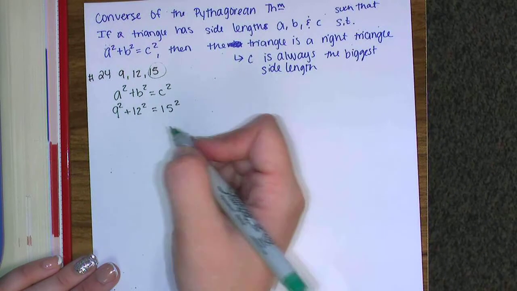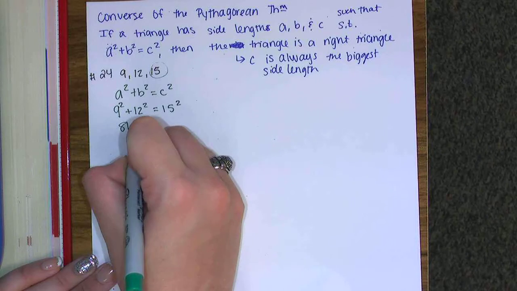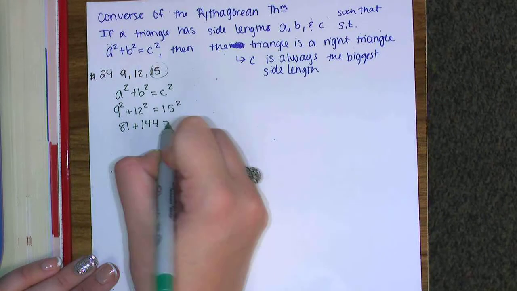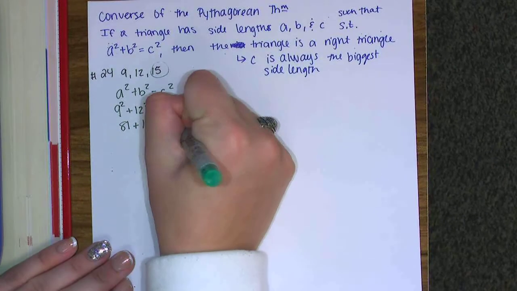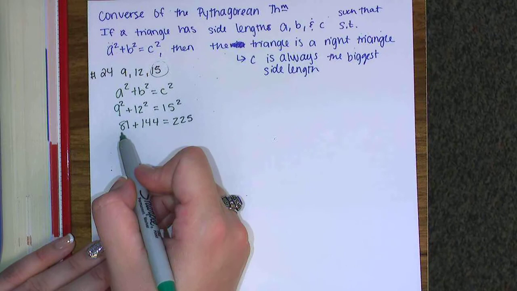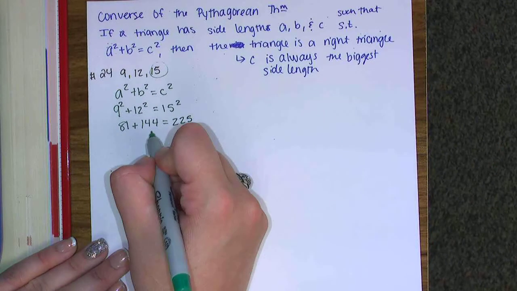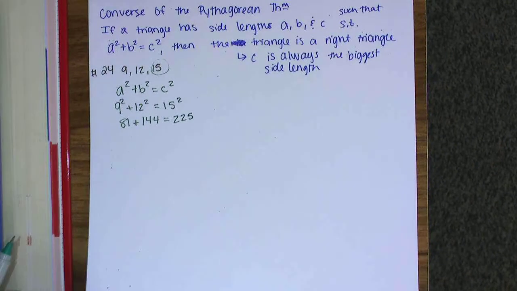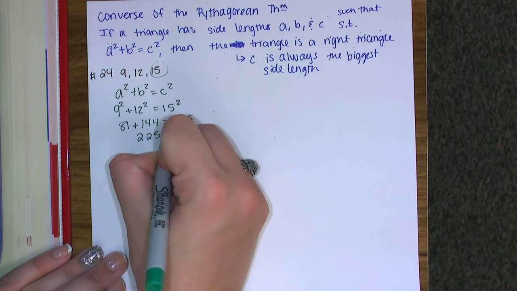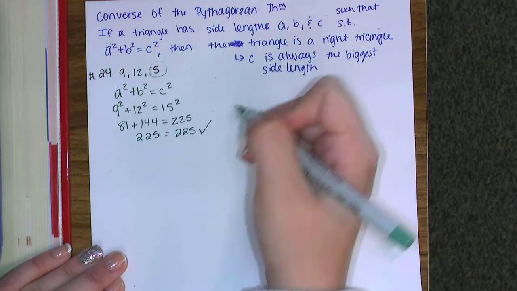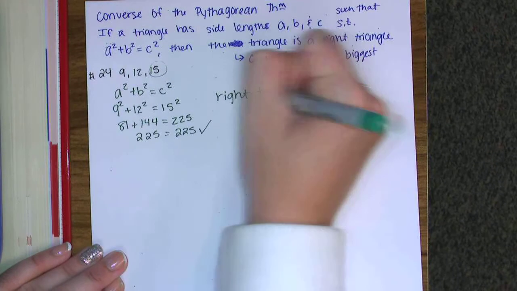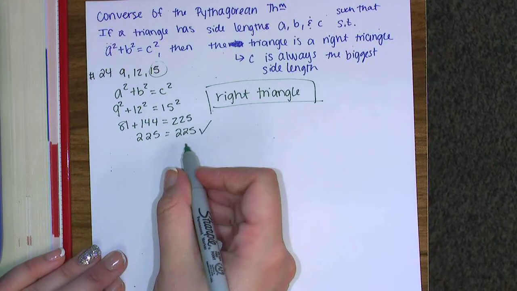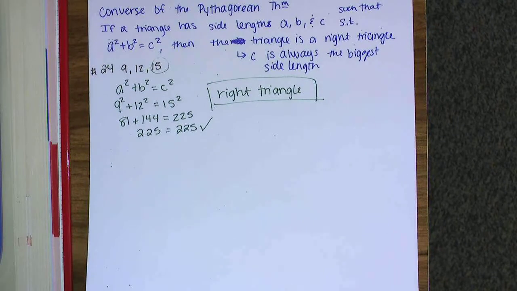Well, 9 squared I know is 81, plus 12 squared is 144, is equal to, I don't know what 15 squared is off the top of my head, so I'm just going to do it on my calculator. It comes out to be 225. So 144 plus 81, I think that's going to give me, pretty sure, 225, which is equal to 225. So we say that it's a right triangle. Okay, so we showed it, and then we stated that it is a right triangle. That's all you have to do.